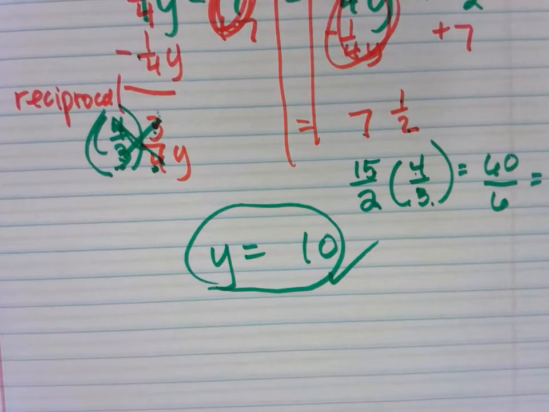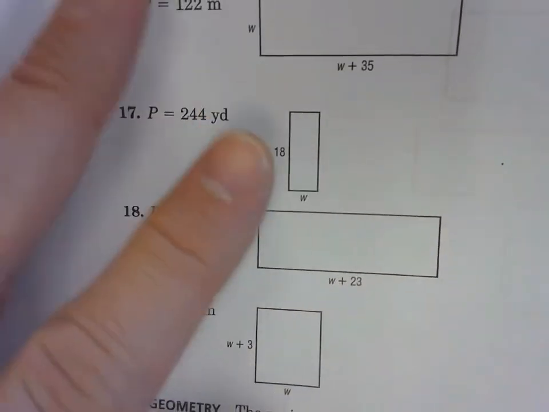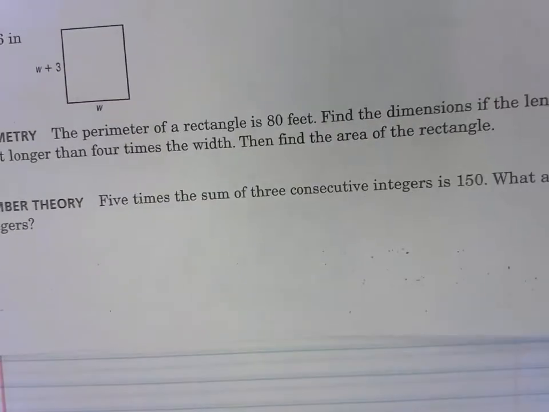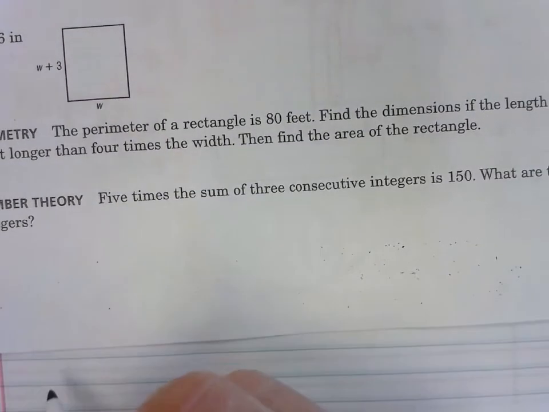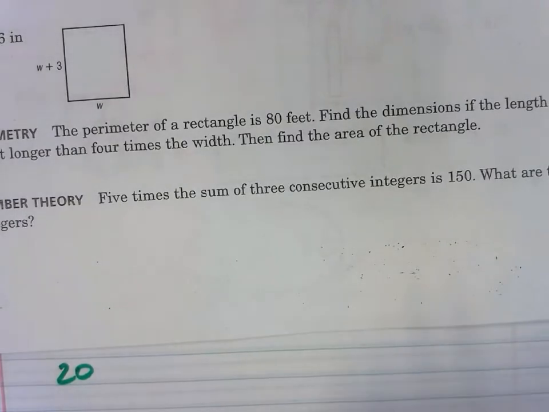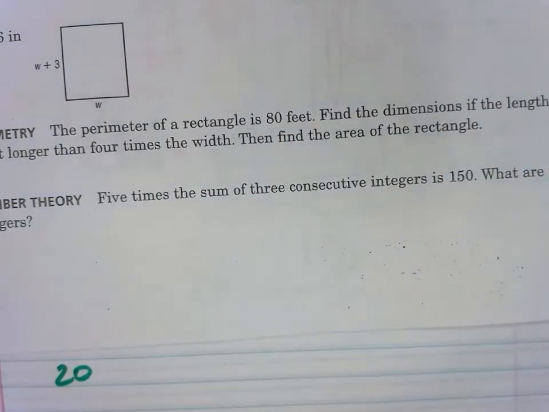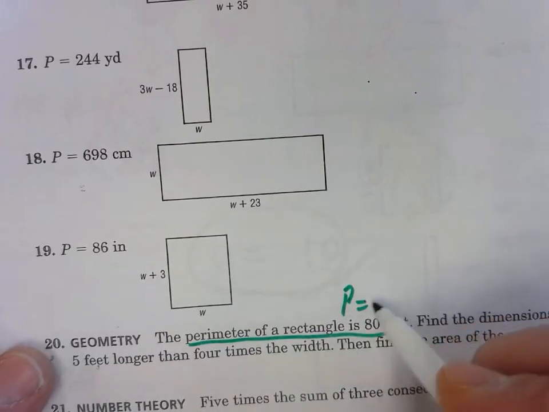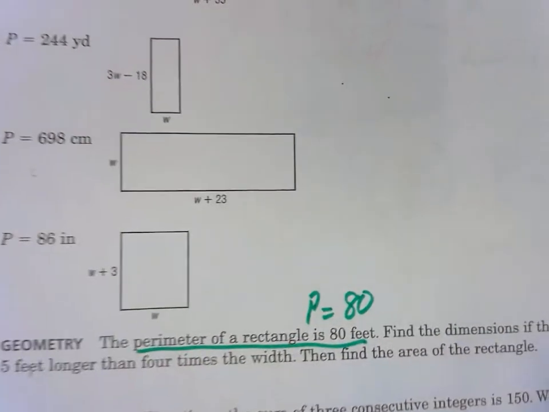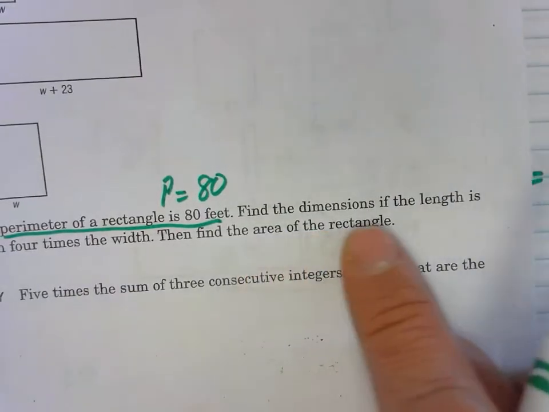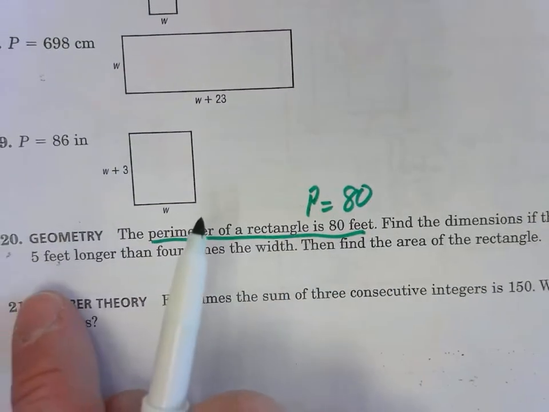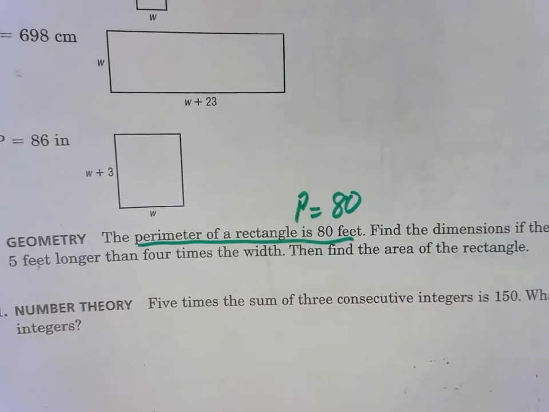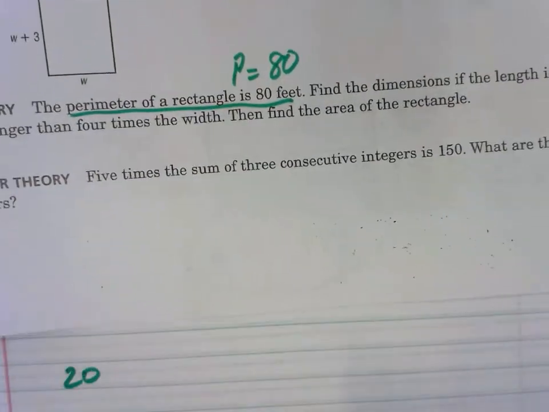Alright, now, when I do the perimeter problems, I'm not really going to waste the whole time on that, but I am going to look down here at number 20. It's the word version of a perimeter problem. So let's look at that. It says the perimeter of the rectangle is 80 feet. So right there, you write P equals 80. Now, find the dimensions if the length is 5 feet longer than 4 times the width. Then find the area of the rectangle.